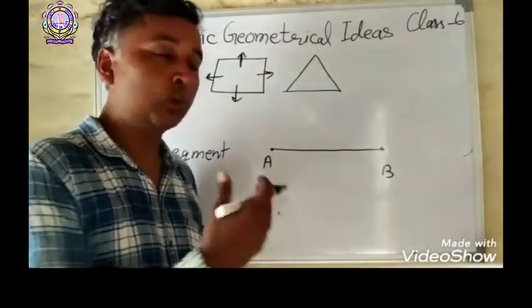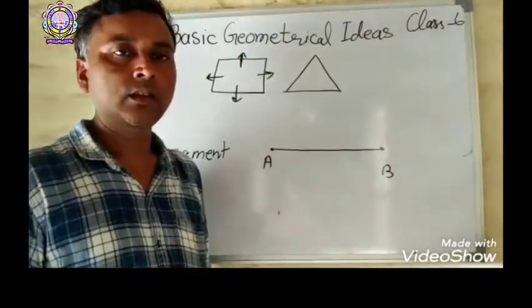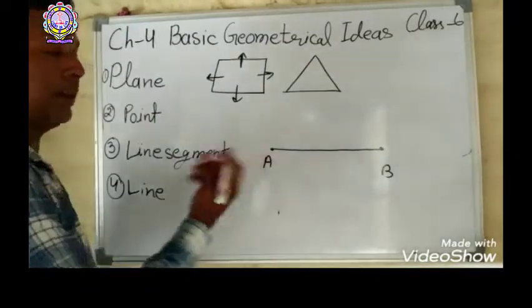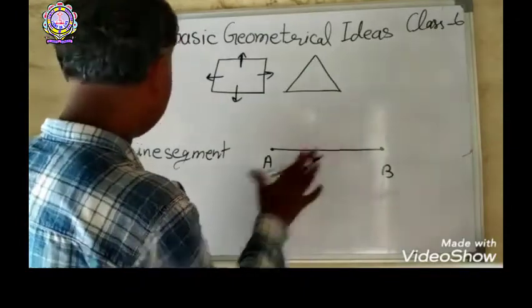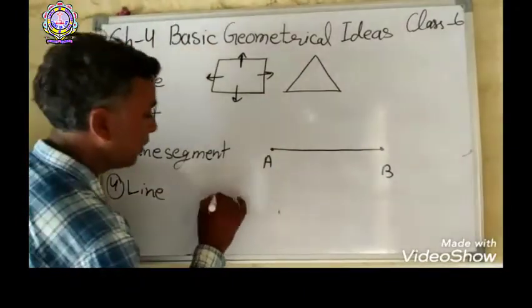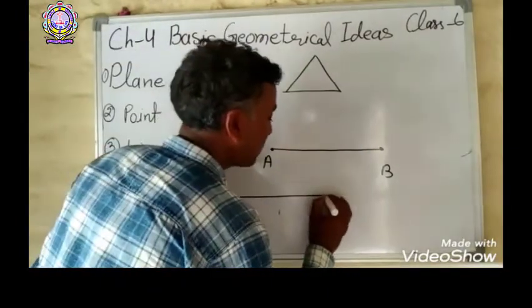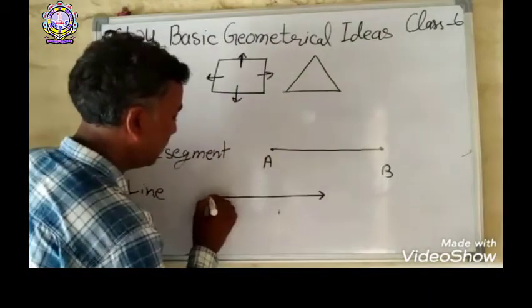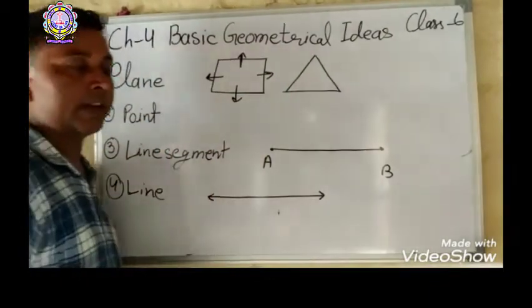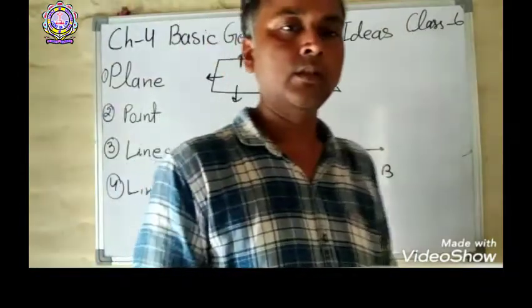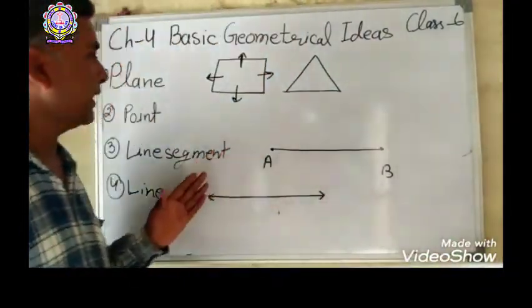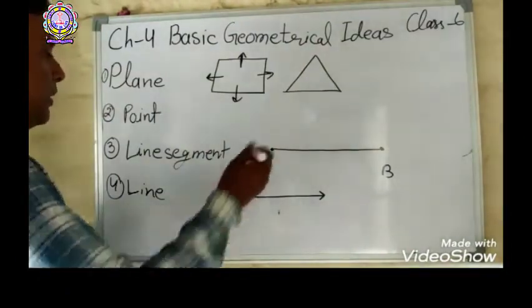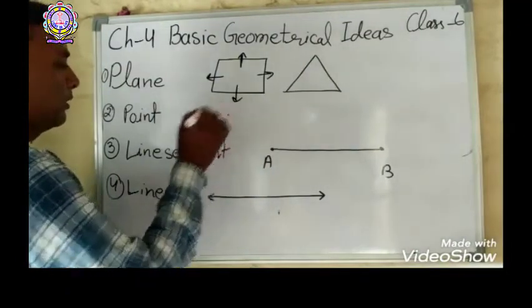A line segment has no thickness, and it has a definite shape and size. Lines have two heads, in both directions. So memorize these things: line segment, line, point.